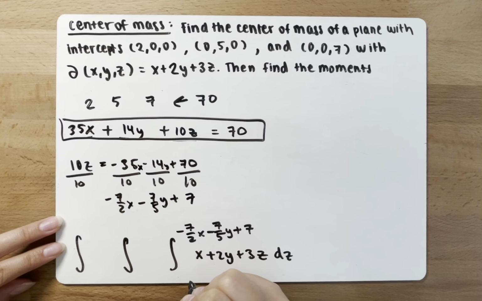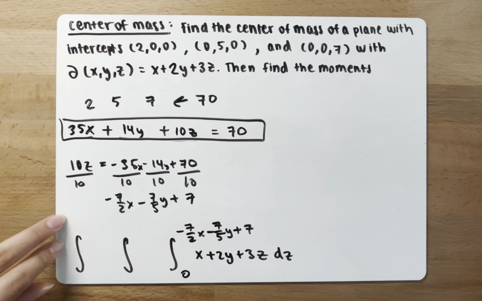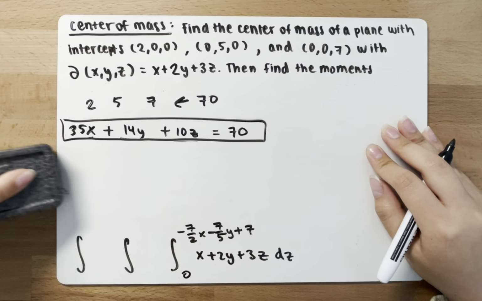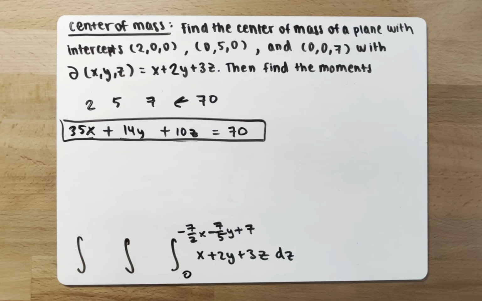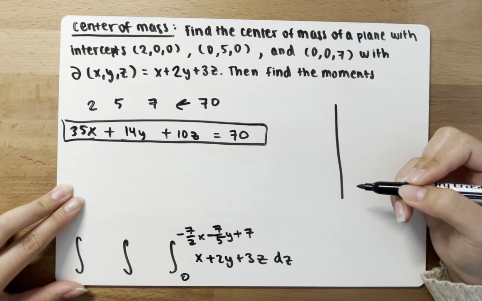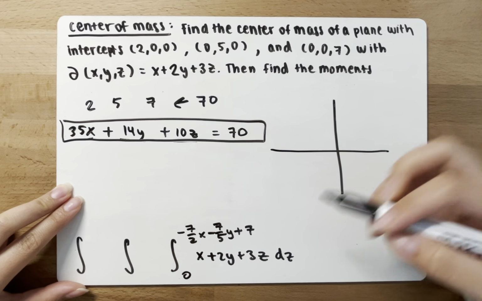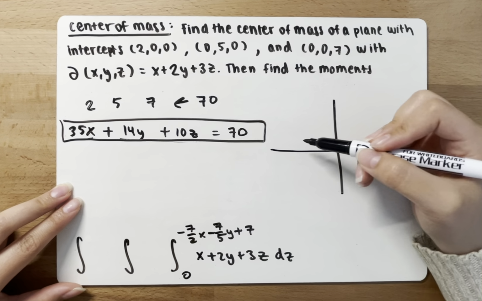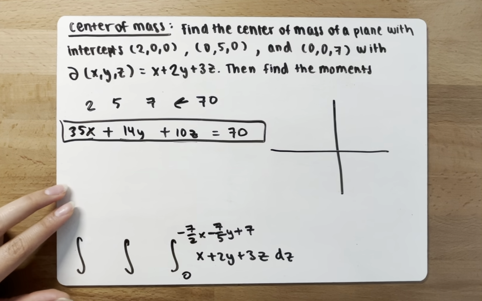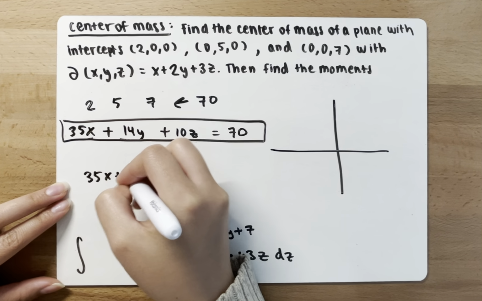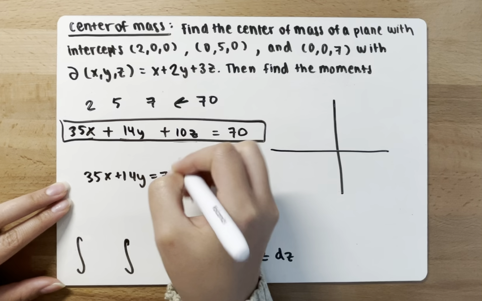Now, what would the lower boundary be? The lower boundary would be 0, because this shape ends at z equals 0. Next, you want to figure out if you want to do dy dx or dx dy after this dz. So you want to begin by setting z to 0. So 35x + 14y = 70 because z is 0.